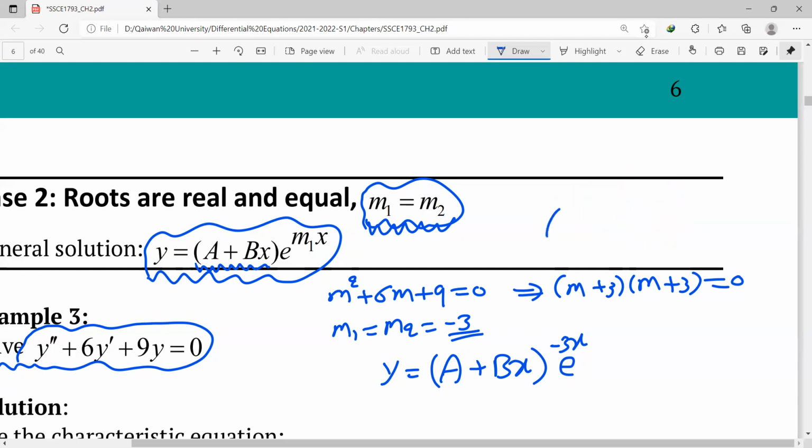I can show it again. Okay, a plus b e to the power -3x. It's not equal to this form. Then we have b multiplied by x. So in the case where m1 equals m2, yes.